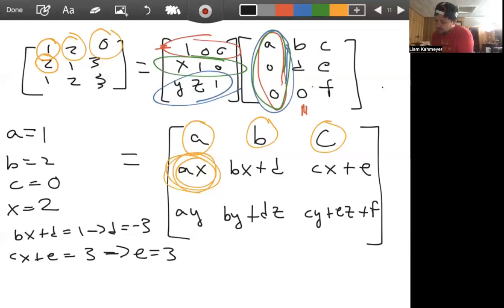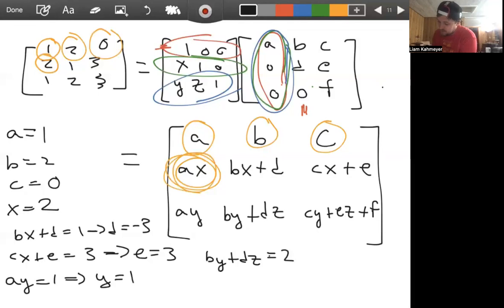So that means E equals 3. And we keep going, right? We know A equals 1. So A times Y equals 1 implies that Y equals 1. And then we have B and Y are 2. So we have, well, let's see here. We have BY plus DZ. That has to be equal to 2, right?